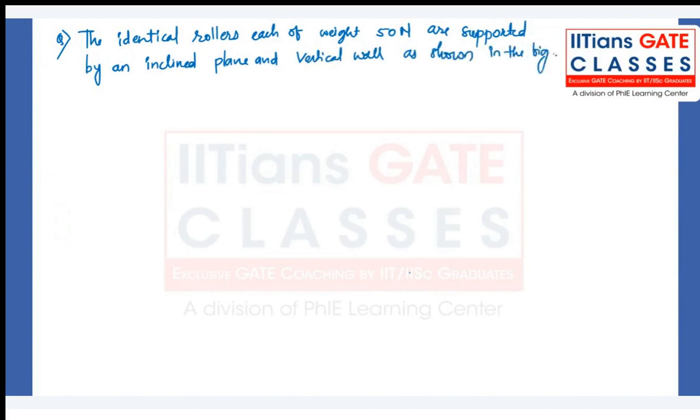Find the reactions at the points of support A, B and C. Assume all surfaces to be smooth, so you don't consider friction here.